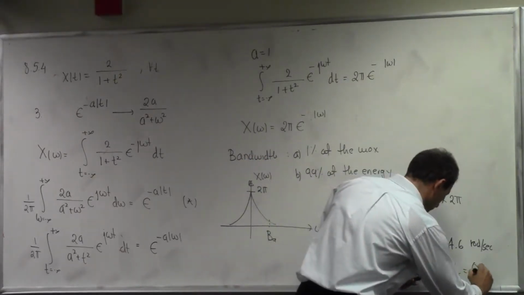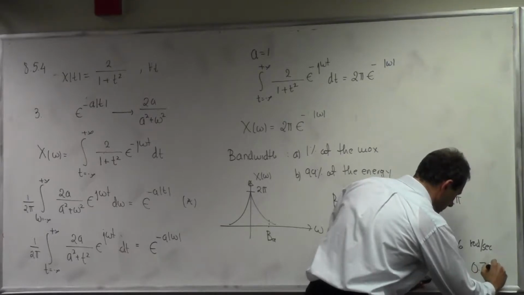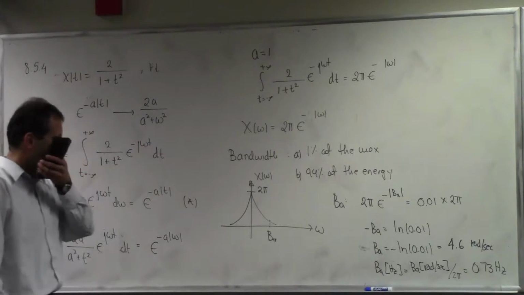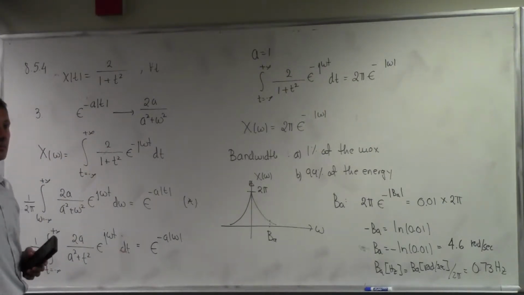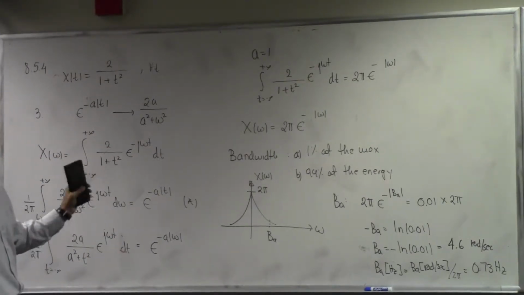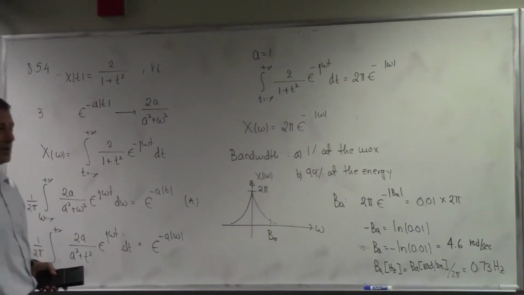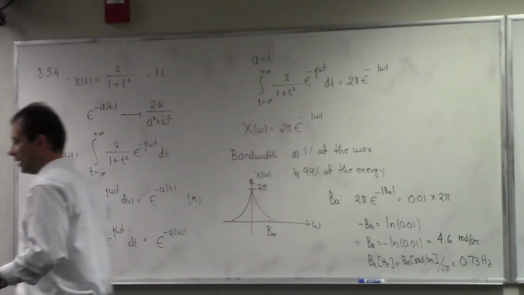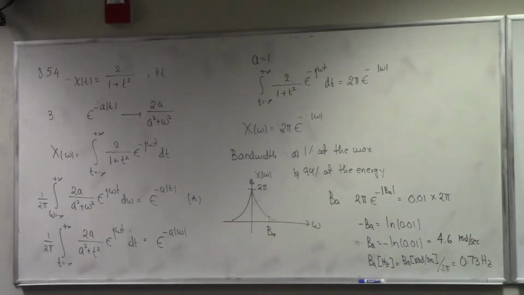So this is 0.73 hertz. So that's the bandwidth of this signal in hertz. Okay? Everything okay so far? All right. So now it says determine N0 and T. T, I assume, is how long do you want it sampled, and N0 is how many samples do you want to have, right?